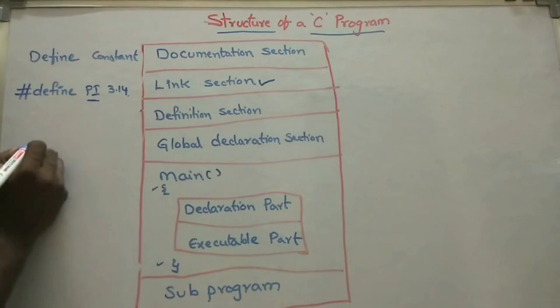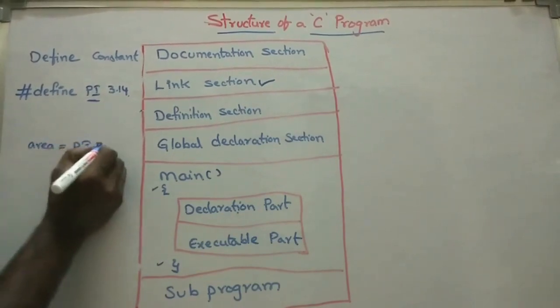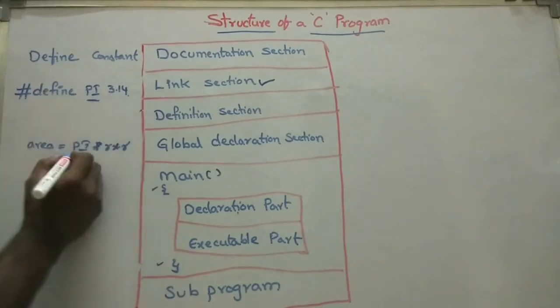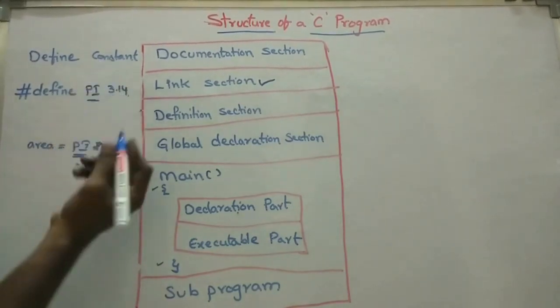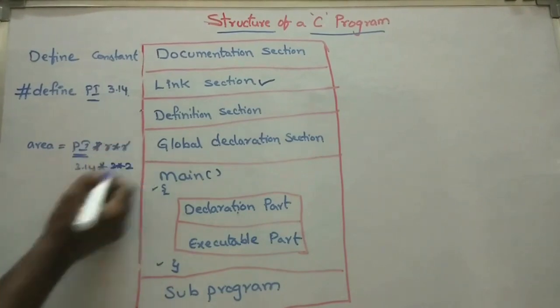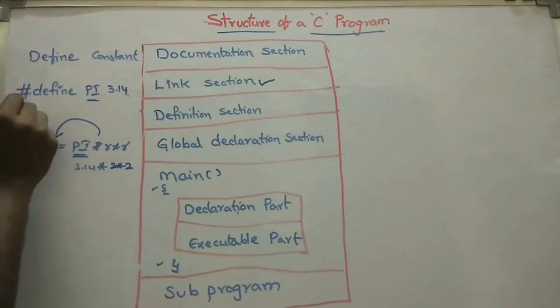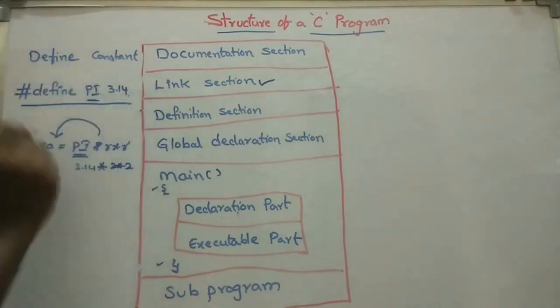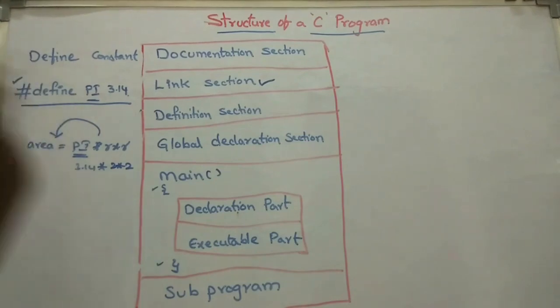Suppose I simply want to find the area. What is the area formula? Area equals pi into r square, that is r into r. Now what is the pi value here? 3.14 into, suppose the radius value is 2, so 2 into 2. It will be calculated and the result will be stored into the area. By using the definition section, we define some constant value as a macro. Clear? That is the need of the definition section.